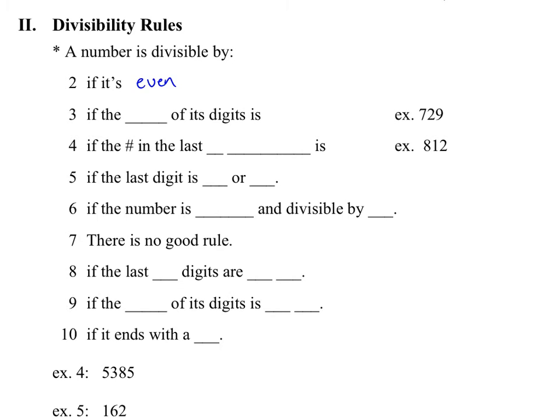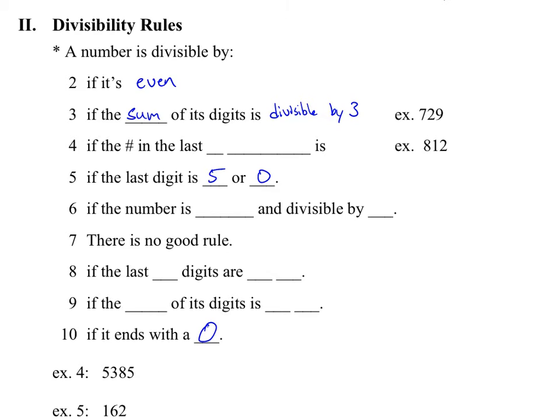Let's do the 5. What has to be true for 5 to be divisible? Ends in a 5 or a 0. Let's do 10. If it ends with a 0. Those ones are pretty quick. Those ones you shouldn't really have to think much about. You can look at the number and say yes or no for 2, 5, and 10. 3, if the sum of its digits is divisible by 3.